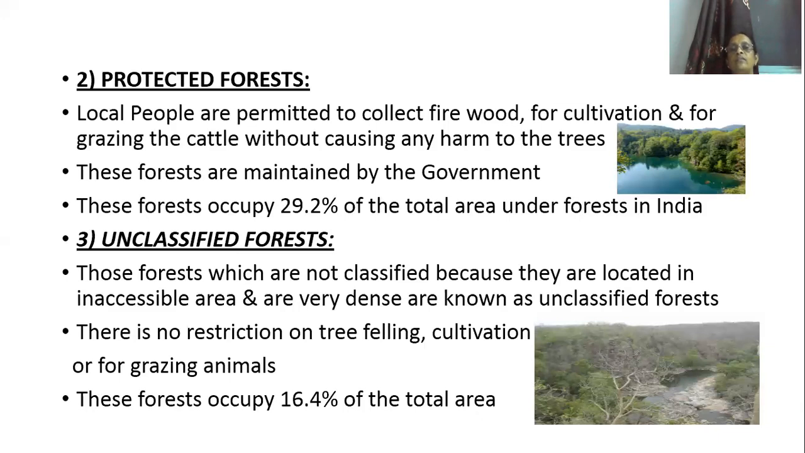Who maintains such a forest? Government. What percentage of the total area is under protected forest? 29.2%. Third one is unclassified forest, the forest which is not classified. Why? Because it is situated in inaccessible areas. Human beings cannot go inside, and they are dense. Such forests are called unclassified forest. What is allowed there? Cutting of trees, cultivation and grazing of animals. How much percentage of forest does unclassified forest occupy?